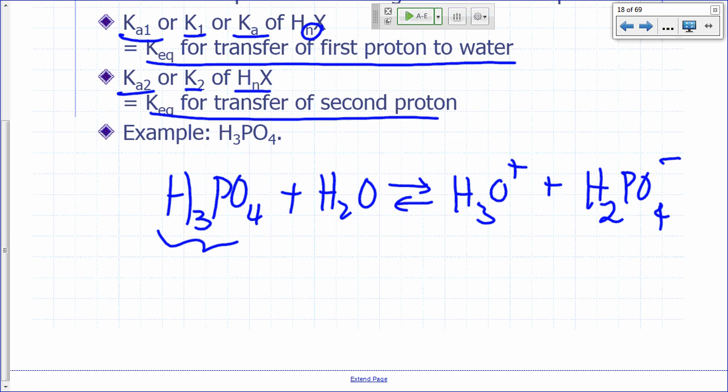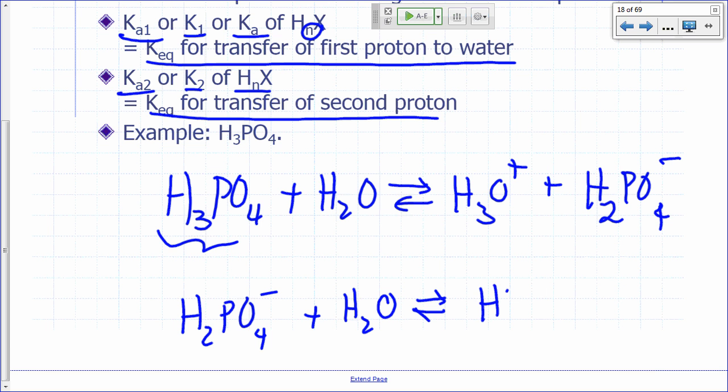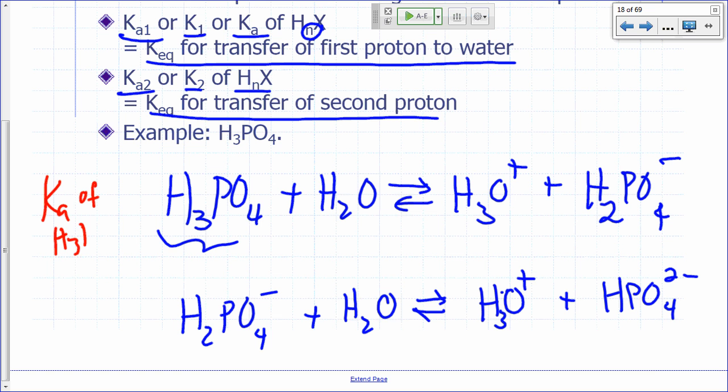Now, if I were to go further, if I let my H2PO4 minus transfer another proton to another water molecule, that gives me H3O plus. What's left behind now? What's the conjugate base of H2PO4 minus? One less hydrogen, one less charge, right? So HPO4, instead of -1, -2. The KEQ for the first is the Ka of H3PO4.